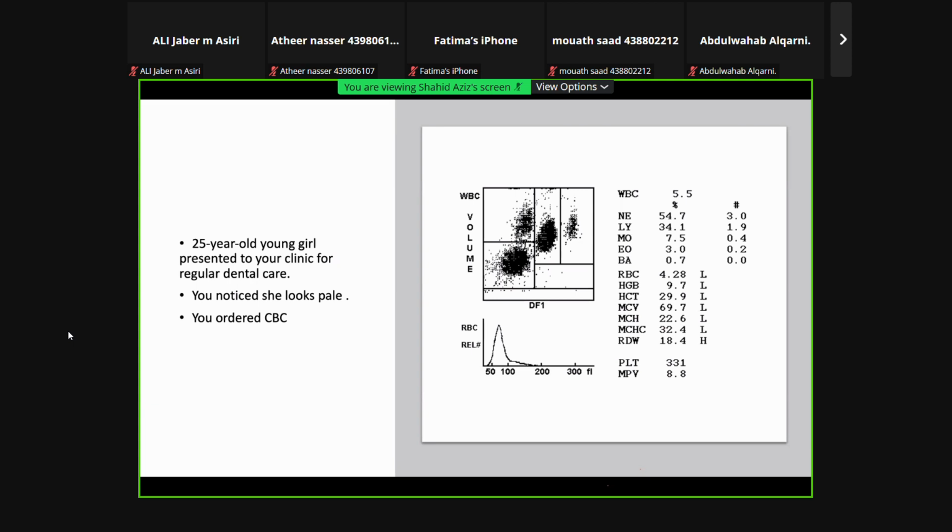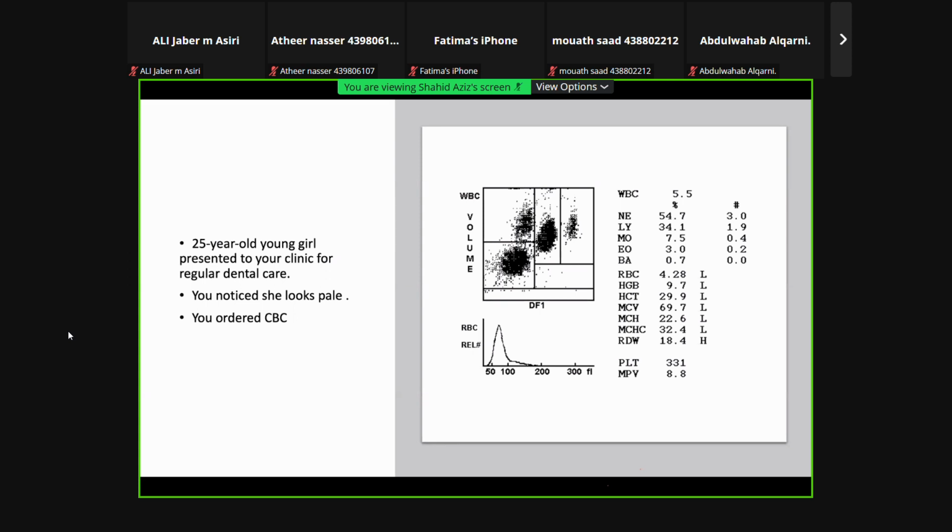So whenever you see the CBC and the hemoglobin is low, the next thing that you have to look at is the values of MCV and MCH, and probably also MCHC. L means low, H means high. So this patient has a hemoglobin of 9.7, which is obviously low. So he or she is anemic. Then look at MCV and MCH, they are both low. So this is microcytic hypochromic anemia.